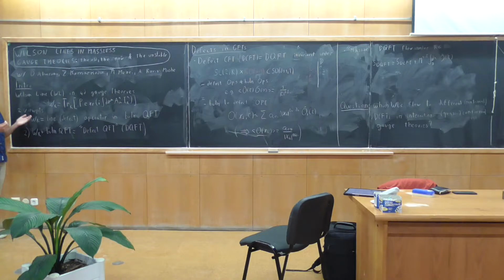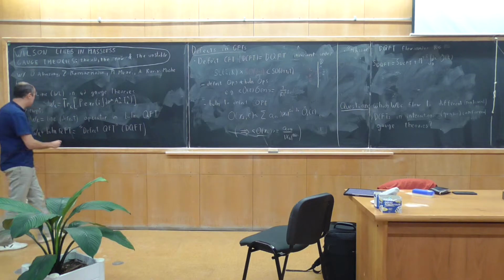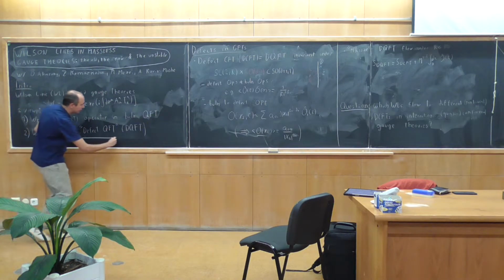And that's typically a very useful viewpoint if you want to study phases of theories, ask about area law, and so forth. However, when you study Wilson lines in massless gauge theories or conformal gauge theories, it's typically more useful to think of the theory given by the Wilson line plus the bulk QFT as a new theory called a defect quantum field theory. It's a viewpoint to take.